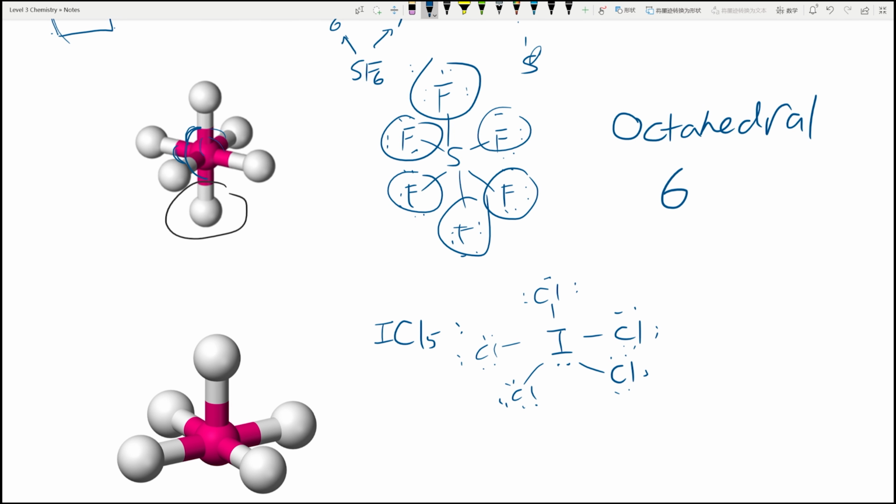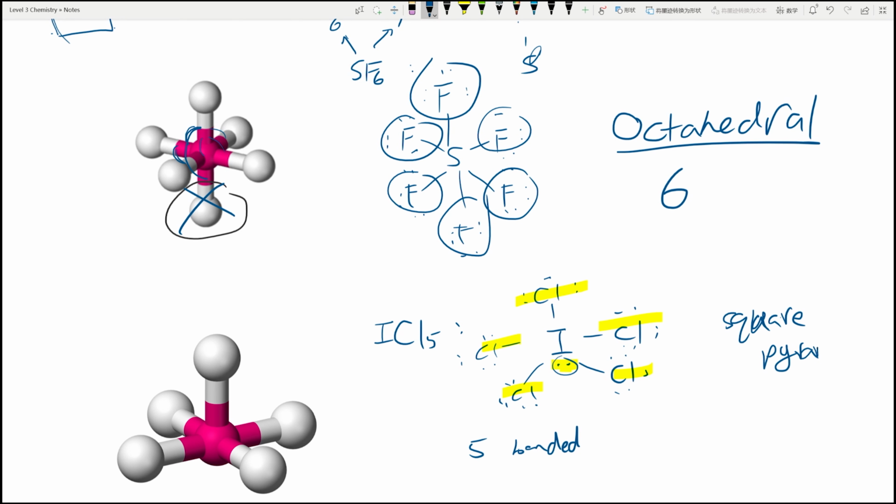So this still has an octahedral arrangement. Why? Because you've got 1, 2, 3, 4, 5, 6 regions of electron density, but only 5 of them are bonded. So this lone pair still repels the other parts, but you can't see it. If you can't see it, it's not part of the shape. So this is a square pyramid shape, or square pyramidal shape. Why is it a square pyramid? Just connect these together. Can you see that looks like a square? And if I connect all of these lines to this, can you see that looks like a pyramid? So it's a square based pyramid. Okay, very, very sophisticated, I know.